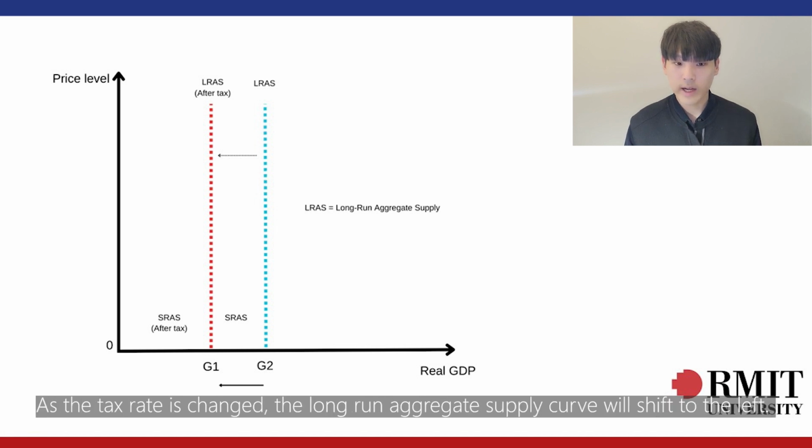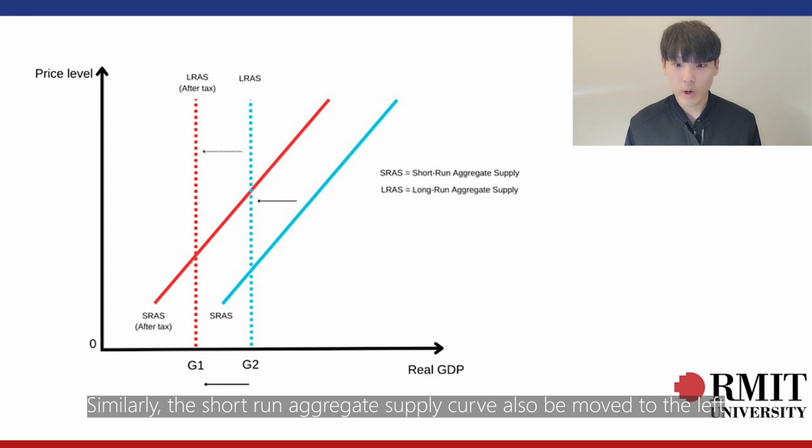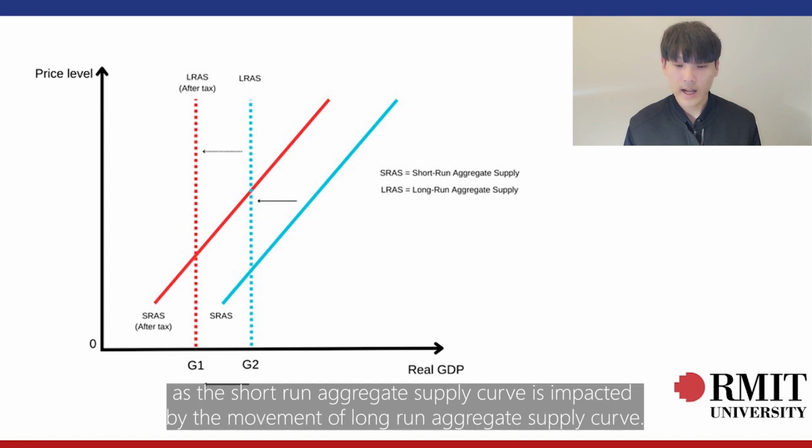As the tax rate is changed, the long-run aggregate supply curve will shift to the left, and similarly, the short-run aggregate supply curve will also move to the left, as the short-run aggregate supply curve is impacted by the movement of the long-run aggregate supply curve.